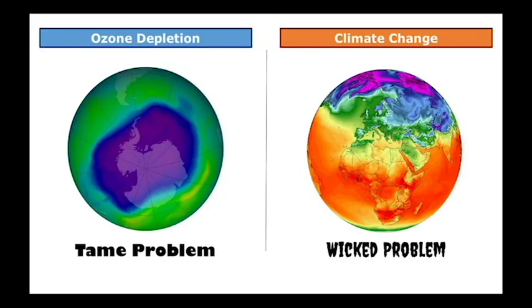We're going to present to you 6 different ways in which tame problems and wicked problems are different. And for each of these different categories, we're going to show you how ozone depletion compares to climate change. So our first step is to look at how the problem is defined. You'll see that there's a major difference between the way in which you can define tame problems versus wicked problems.